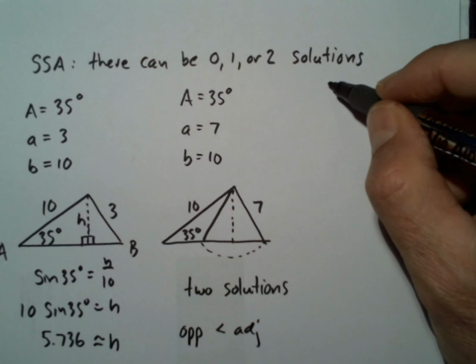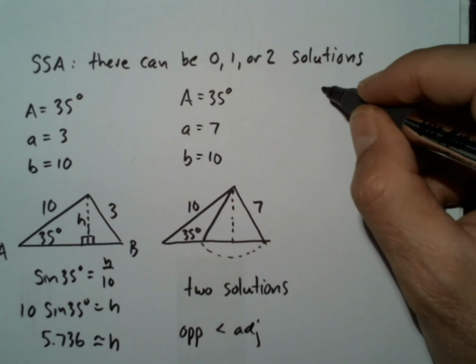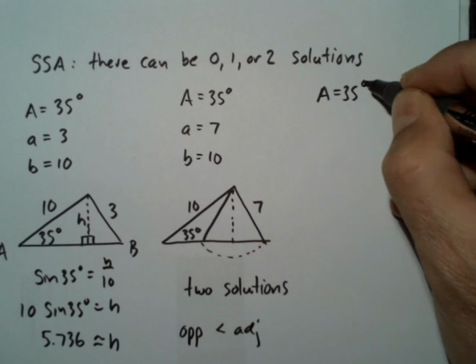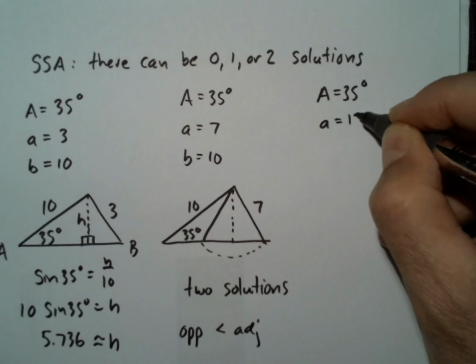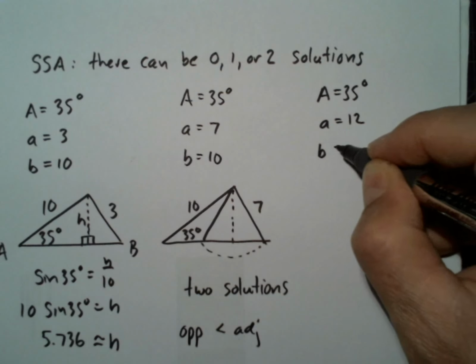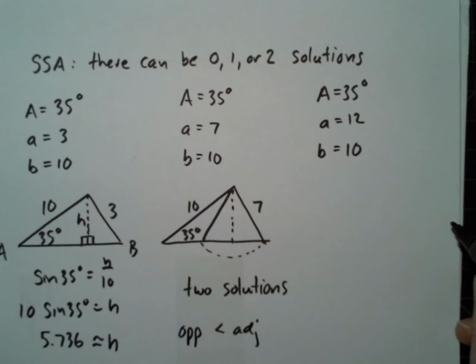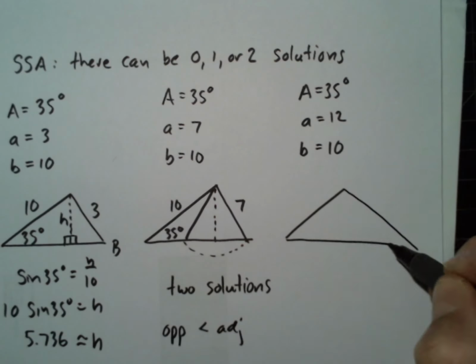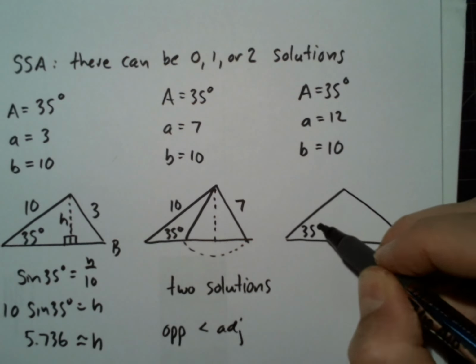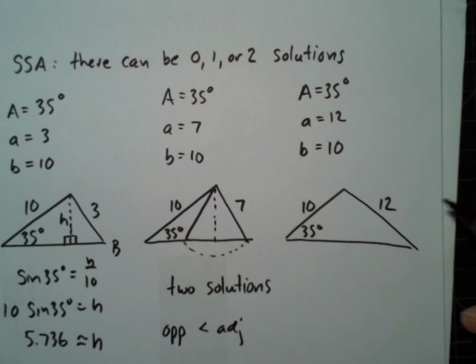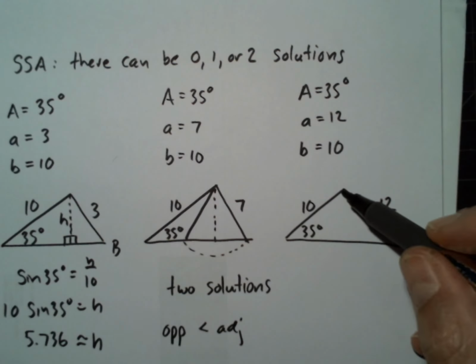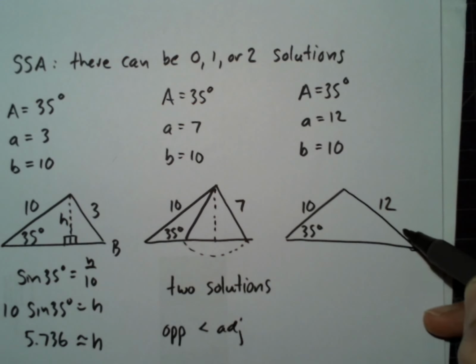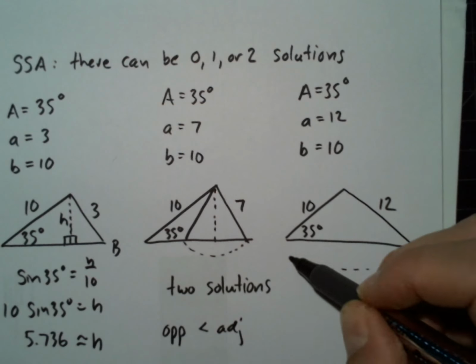What if we have A is 35, side A is 12, side B is still 10, and we draw that triangle. So what if we try to swing this side? Do we have to draw the triangle with the side out here, or could it be drawn in here?